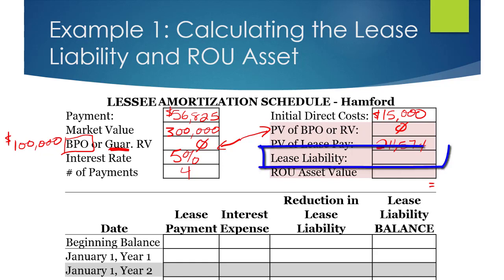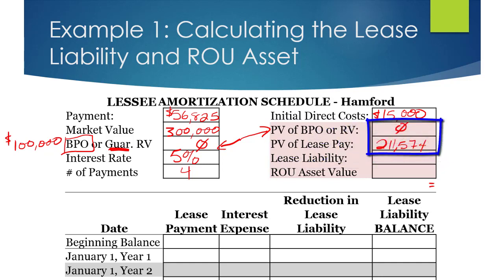Now, my lease liability is the sum of the present value of the BPO and the residual value and the present value of the payment. So in this case, it's the same.